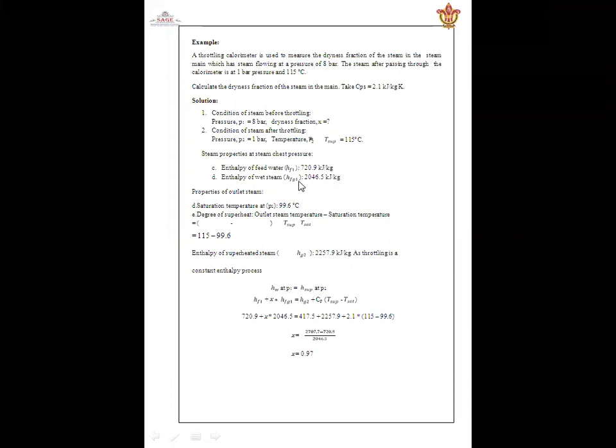Enthalpy of the wet steam can be calculated from this formula, where the pressure is 8 bar, from the steam table using pressure base: 2046.5 kilojoule per kg. This is the enthalpy of the wet steam. Okay, and the steam dryness fraction which is required to be calculated, that is x, is presented here, and after that at 1 bar the enthalpy of the vapor, that is read from the steam table, 417.5, and the specific heat of the superheated steam given here is 2.1 kilojoule per kg.